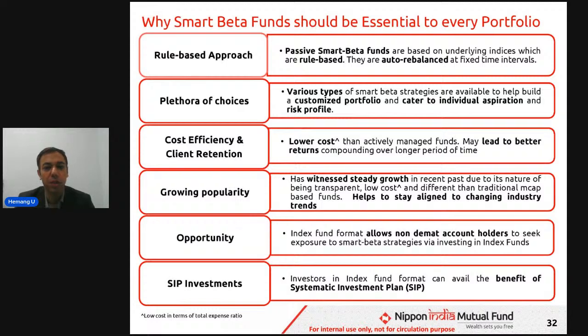So again, just to give a snippet, we have already spoken about this. Passive funds or smart beta funds within that space are rule-based, auto rebalanced at fixed time intervals. Just to briefly expand on that in between, when I say auto rebalanced, what an index provider does is, like I said, at periodic fixed intervals, quarterly or semi-annually, these indices will take a churn.